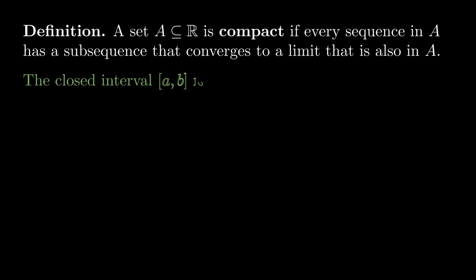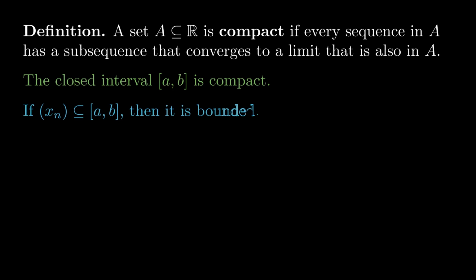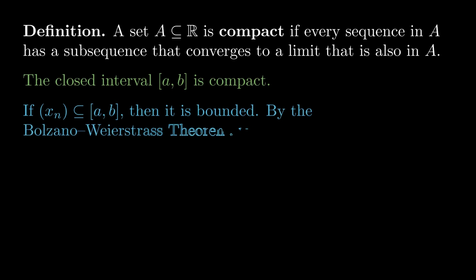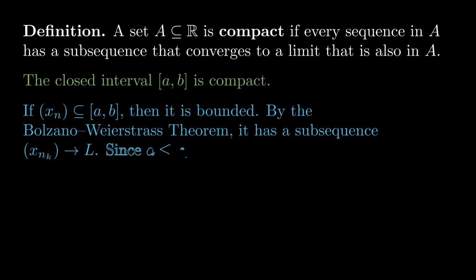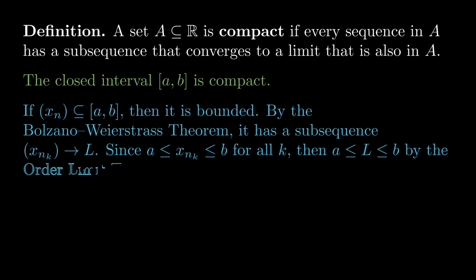The most basic example is a closed interval from, say, a to b. If we have a sequence xn that lives in this interval, then it's a bounded sequence. And so the Bolzano-Weierstrass theorem guarantees that it has a subsequence that converges. And since all the terms of that subsequence are greater than or equal to a and less than or equal to b, then the limit is also greater than or equal to a and less than or equal to b by the order limit theorem.